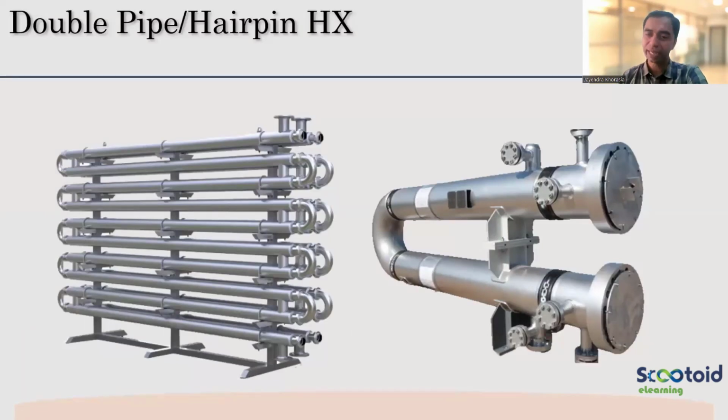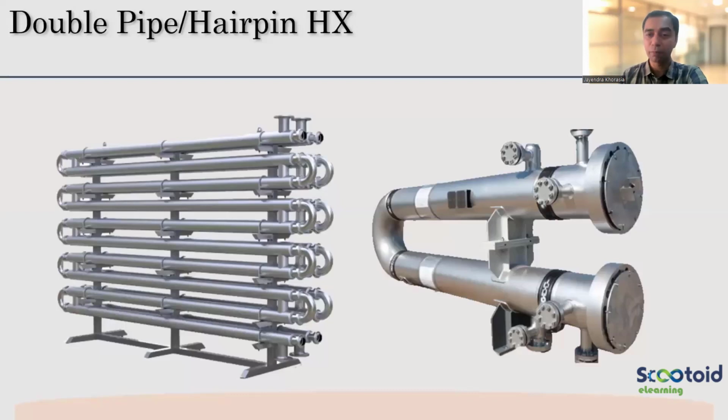And a hairpin, again, is having a shell and tube, but it is in a U shape. The entire heat exchanger is in a U shape. So you see a hairpin, which generally women use to tie their hair. That is the reason it has the shape of a hairpin. It's called a hairpin type of heat exchanger.